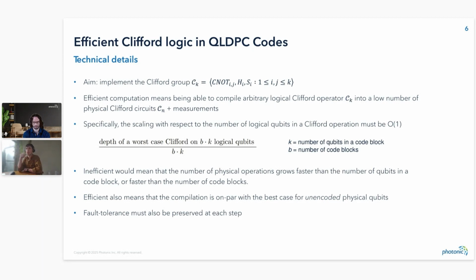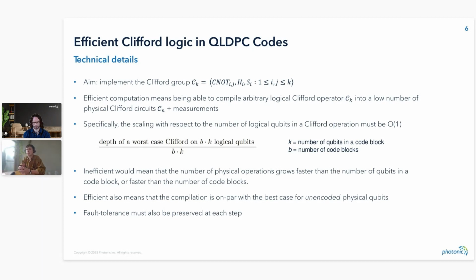This is summarized by this fractional ratio here that we call the Clifford compiling ratio. We look at B blocks, each consisting of k logical qubits, and we think about the worst case physical depth to implement an arbitrary Clifford. And we want this to be a constant multiple of B times k, the total number of logical qubits. The reason we landed on this Clifford compiling ratio and this constant target is because this would put us on par with the best known cases for unencoded qubits.